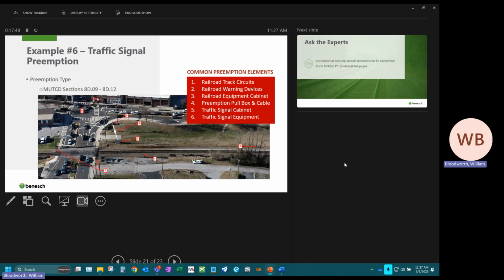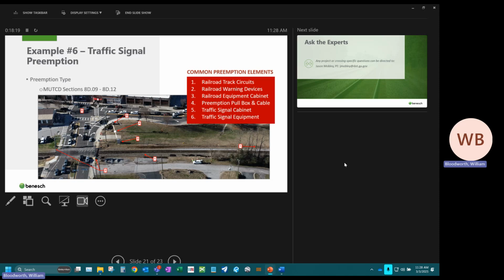Next, I want to talk about preemption type, otherwise known as the information that your traffic signal will be getting from the railroad. As Molly and Kylie both said, MUTCD Chapter 8 discusses at-grade crossings, but specifically sections 8D9 through 8D12 discuss preemption. There's a lot that goes into it. It's a joint system between the railroad and the traffic signal, so there's a lot to consider. But the main thing I want to bring up is this diagram of common preemption elements.